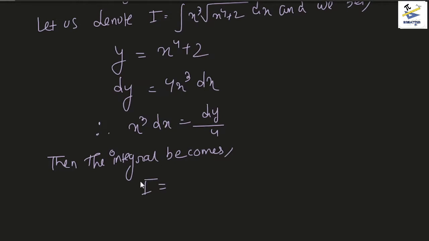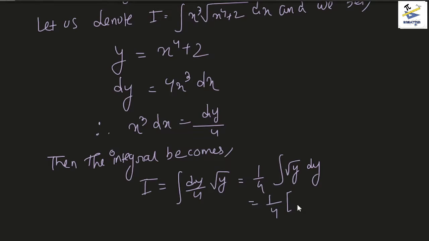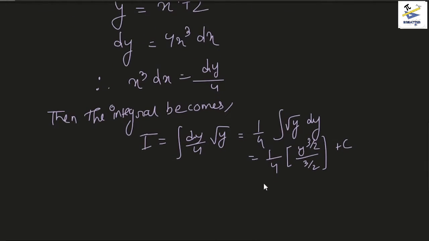Then the integral becomes I equals integral of, that thing becomes dy by 4, the x cube dx thing, and this becomes root over y, right? So it's 1 by 4 into integral of root y dy. It's 1 by 4, and integral of root y dy is just y to the power 3 by 2 by 3 by 2 plus c, and this would be 2 by 3 into 4, which is basically 1 by 6.